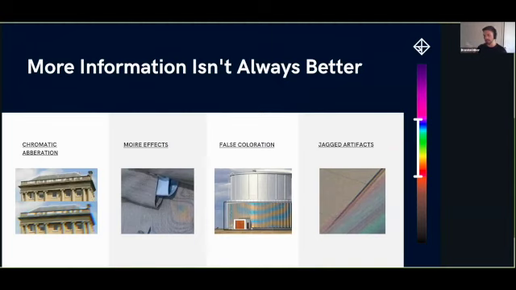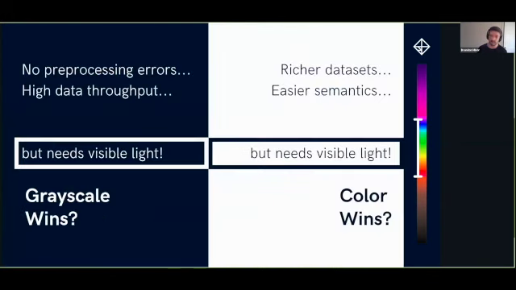So we found out more information isn't always better, because in reality, we didn't get more information. What we did was an interpolation of the information we did have. But this doesn't mean that color is useless, right? Grayscale, for sure, gives you faster data, and it gives you more accurate or a higher signal to noise, right? And so if you want fast processing of geometry, grayscale is perfect.